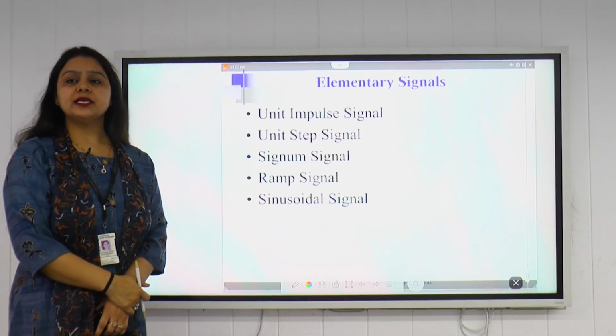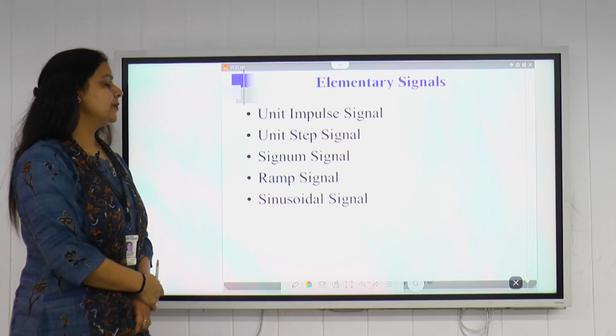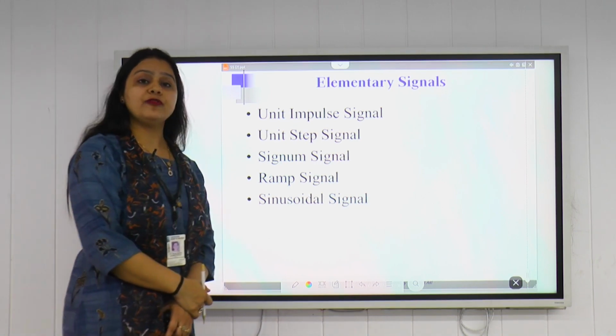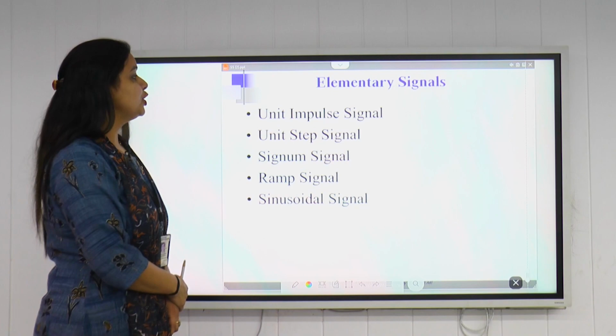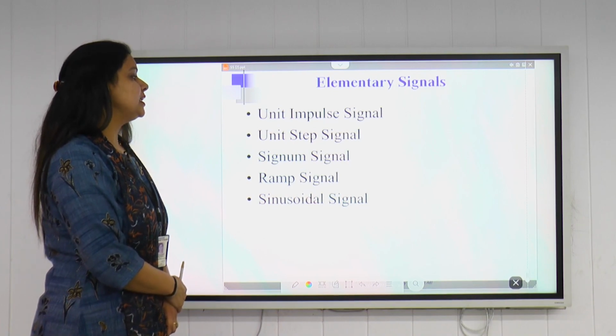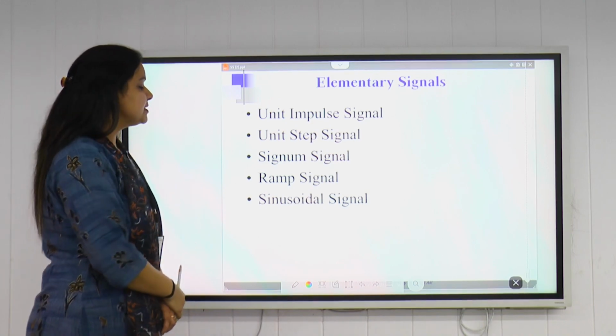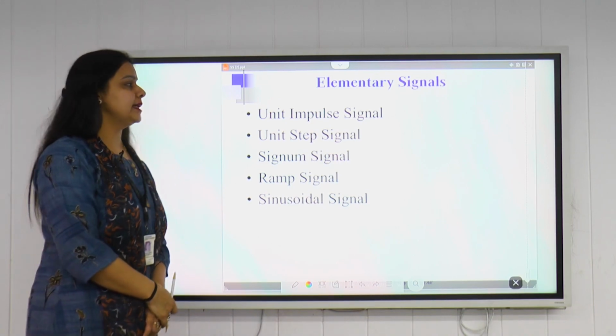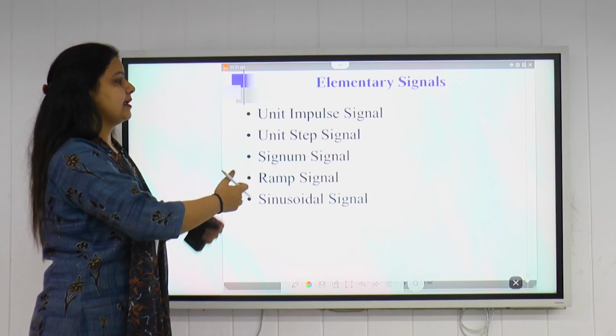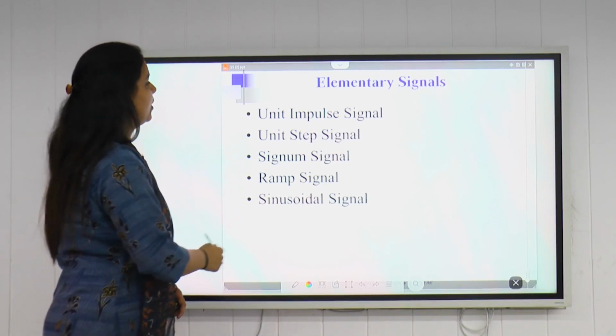After this, we have the elementary signals. In elementary signals, we have a number of signals. First one is the unit impulse signal. Then is the unit step signal, then we have the signum signal, then the ramp signal, then the sinusoidal signal. We will be doing these signals in detail in the next slides one by one.